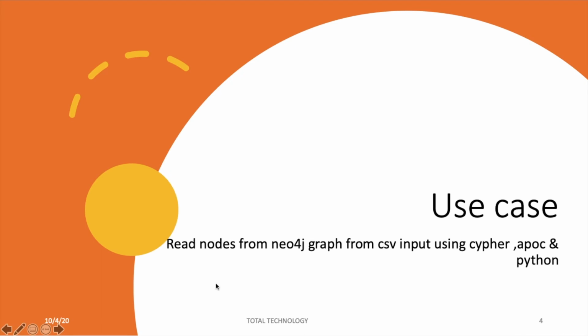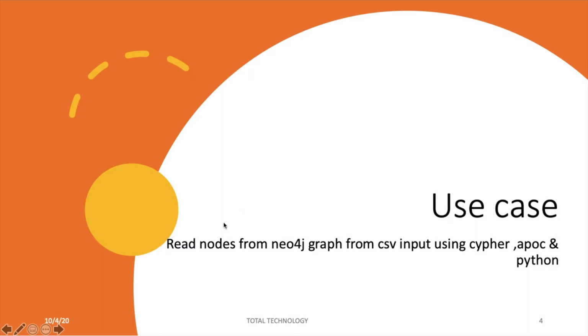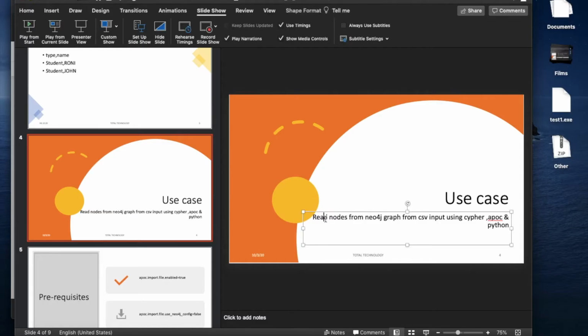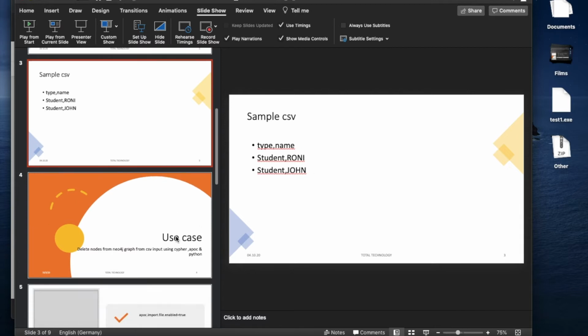And this is the use case. Read nodes, sorry, it should not be read, actually it should be delete nodes. Let me change it. Delete nodes from Neo4j graph from CSV input using CYPHER, APOC and Python. So what are the things we are going to do? First we'll read from the CSV file, and after that we'll match with this type and name. Type means the label of the node, and name is the name property of the node, matched with the CSV input. Based on that, if a match is found, then we'll delete, and if there is no match, we'll do nothing. So this is the use case, and we'll see how to do that.